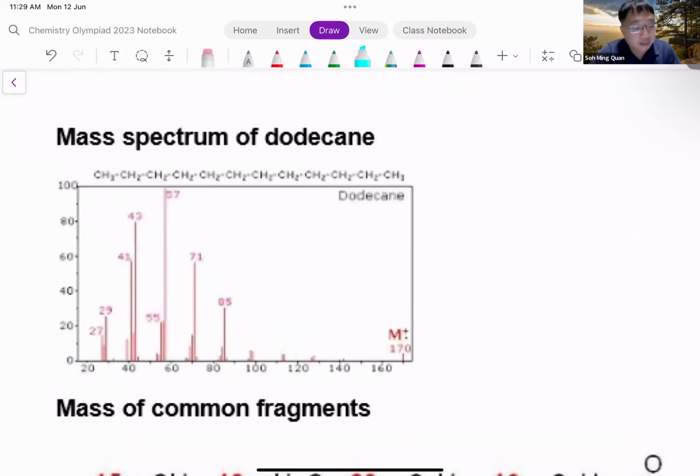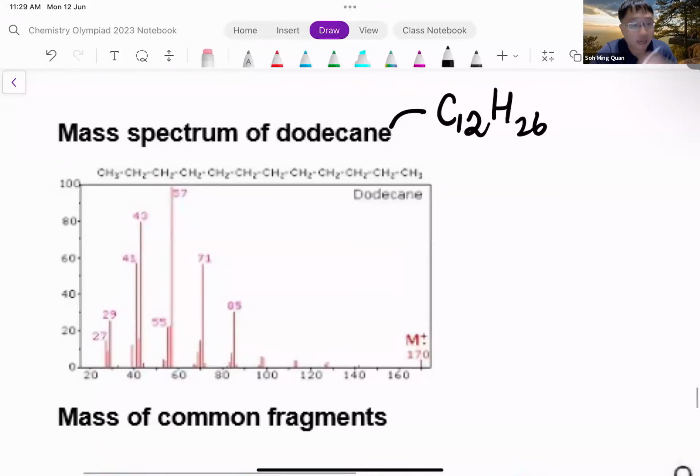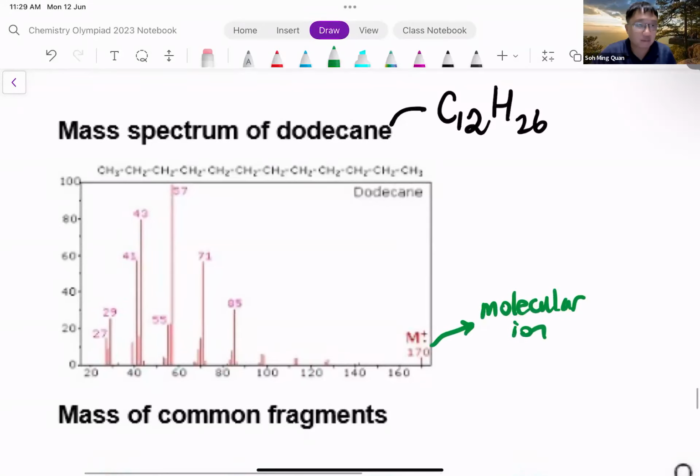If you go to something more complicated, dodecane. Dodecane is an alkane with 12 carbon atoms. So C12H26. Now C12H26 can be drawn like this. You have a lot more lines. Immediately you pay attention to the right-hand side first. The right-hand side is the biggest, which is the molecular ion. Do you realize the mass is 170? So based on the mass of the molecular ion, I know that the MR of this molecule is 170. So I can go and look in the dictionary of compounds, which molecule has an MR of 170? Oh, dodecane.